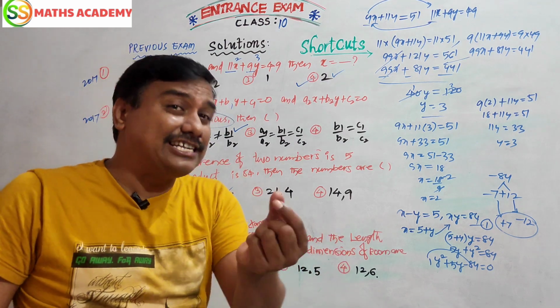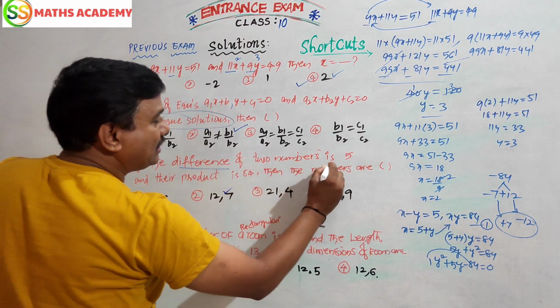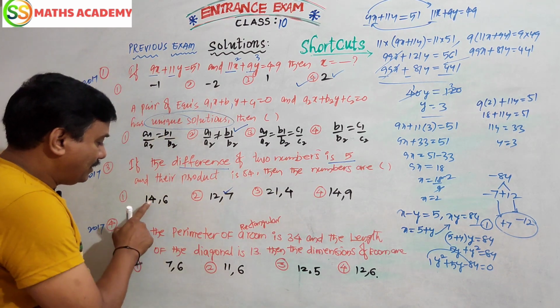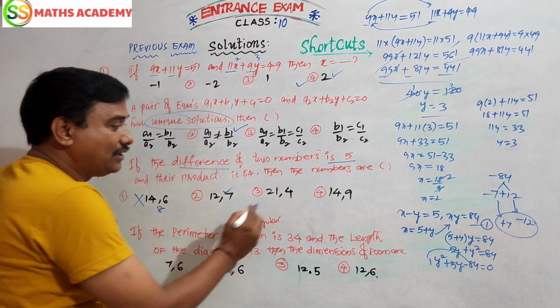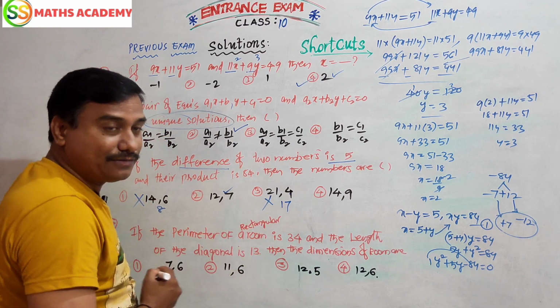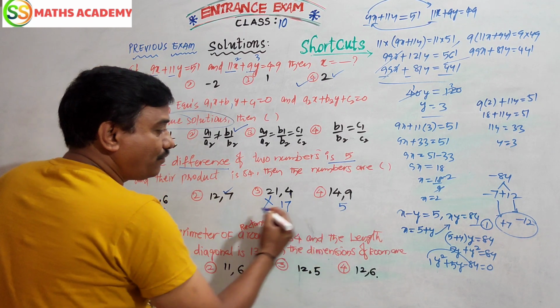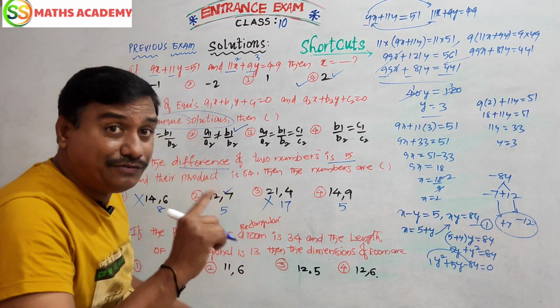Now this answer I will tell in 5 seconds, see. The difference of two numbers, how much? 5. 14 minus 6, 8 difference. It's not an option. 21 minus 14, 7 difference. It's not our option. 14 minus 5, 14 minus 9, 5. 12 minus 7, 5. Answer between 2 and 4.